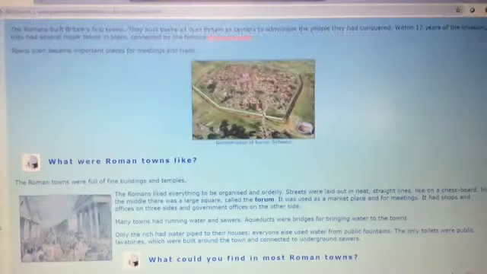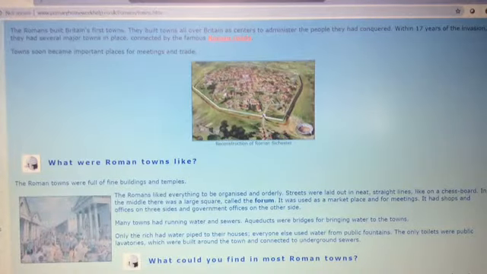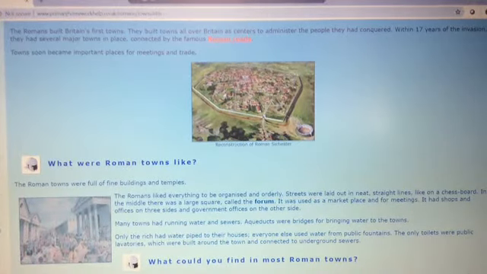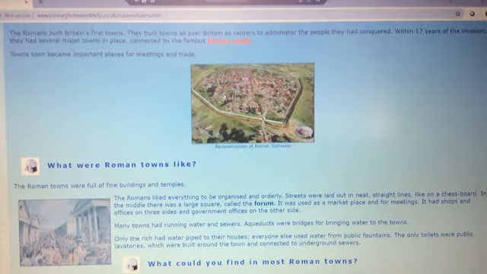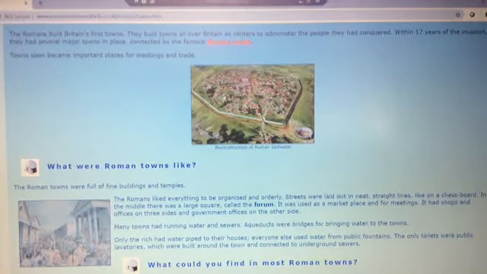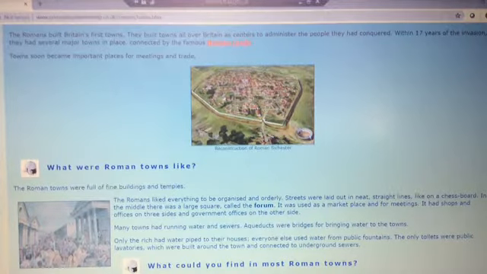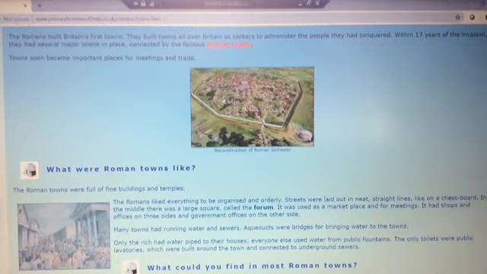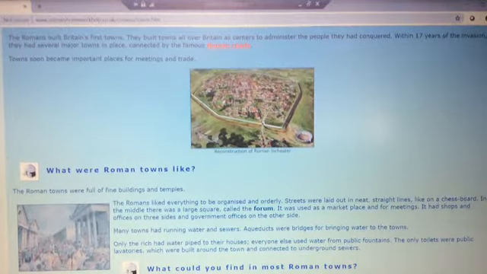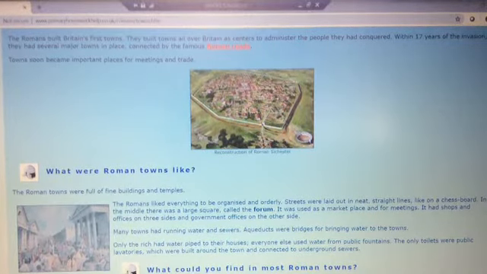So using this web page, we can have a look at the various buildings that would have been found in a Roman town. The link is on the DT PowerPoint. The Romans built Britain's first towns. They built towns all over Britain as centres to administer the people who they had conquered. Within 17 years of the invasion, they had several major towns in place, and they were all connected by the famous Roman roads. Towns soon became very important places for both meeting and for trading.